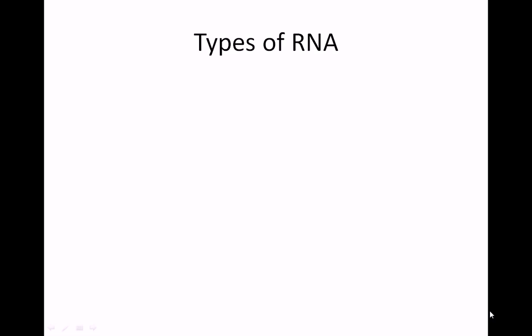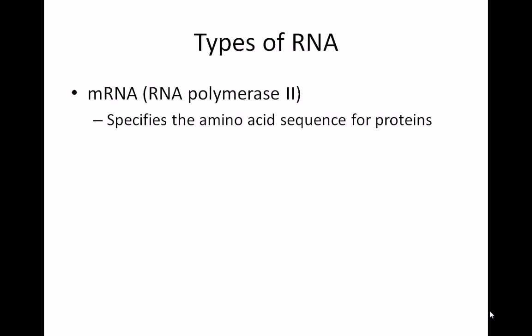We will first review the different types of RNA. Each has a unique function and is synthesized by a different type of RNA polymerase. Messenger RNA, or mRNA, is synthesized by RNA polymerase II. It is a copy of the information found in DNA that is sent out of the nucleus to the protein-making machinery in the cytosol. Specifically, it spells out the amino acid sequence of proteins.